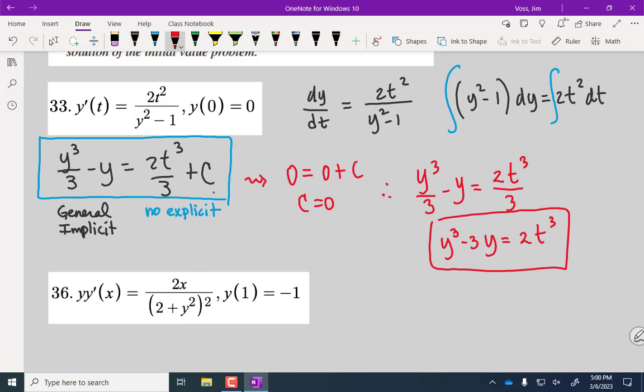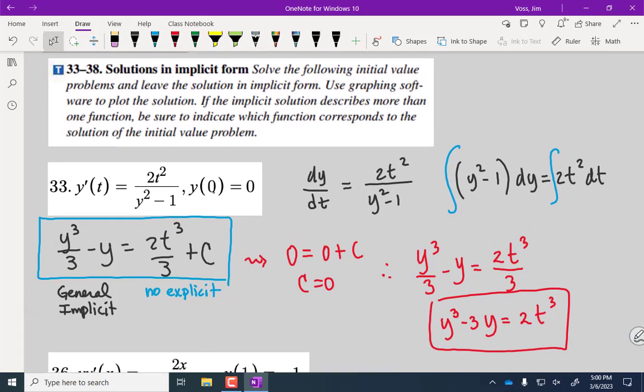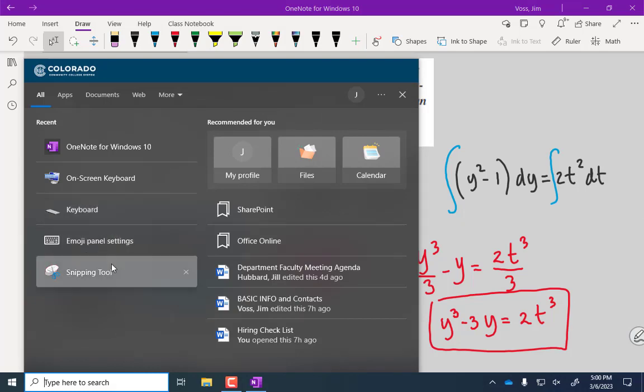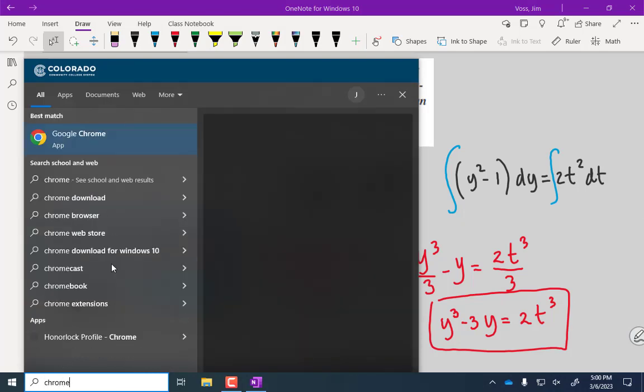So now let's just take a look at this on Desmos for a minute and try to remember, hopefully, what implicit functions are.